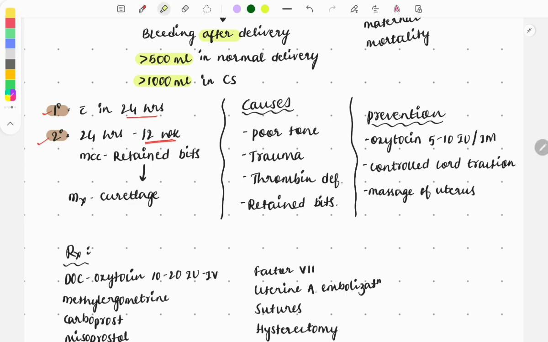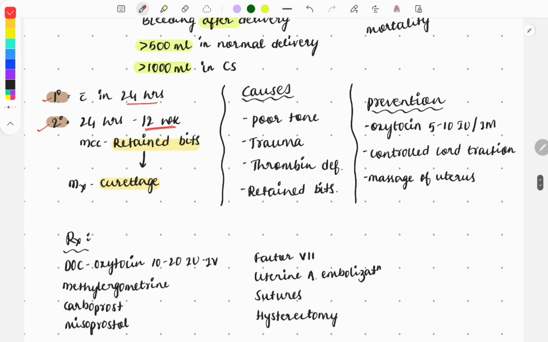The most common cause of secondary PPH is retained bits, that means placenta bits retained in the uterus, and management is curettage, removing the bits with a curette. Questions are also asked on the complication of curettage, and it is Asherman syndrome.